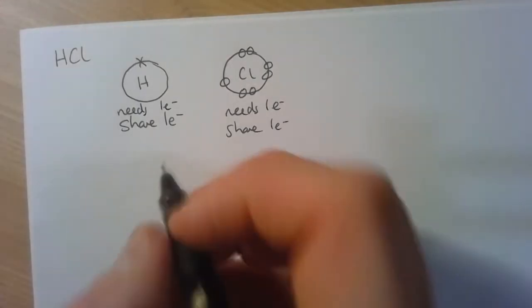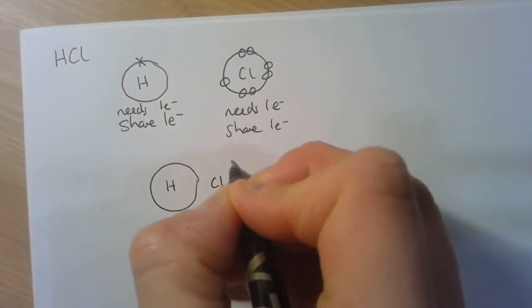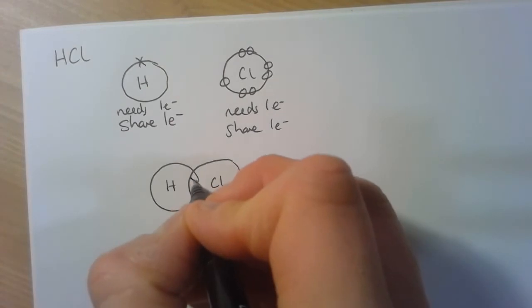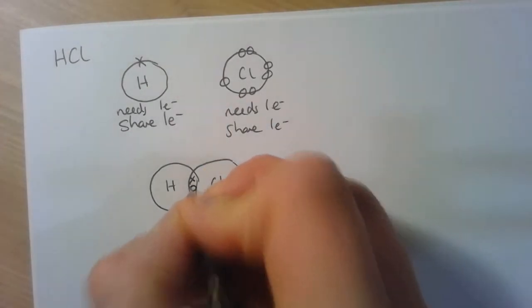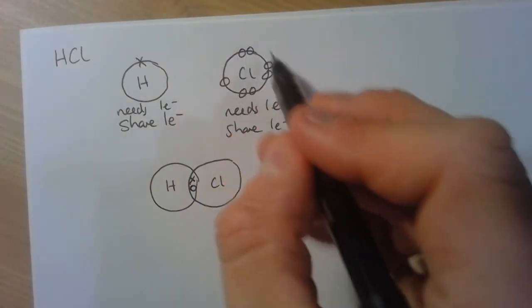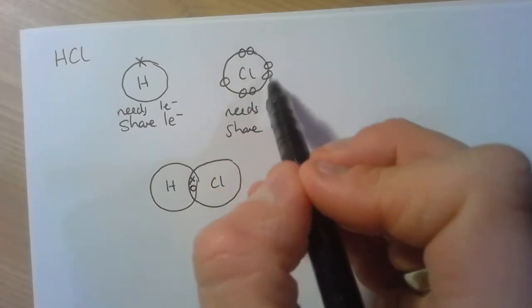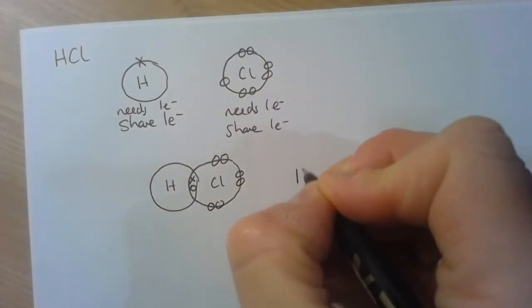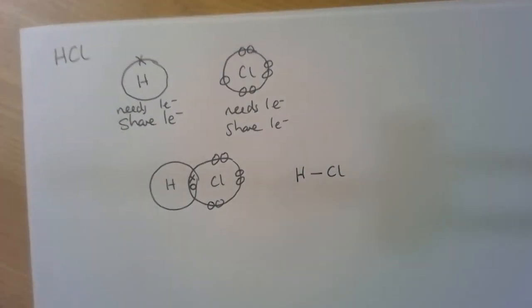Okay, so we've identified how many electrons they're going to share. Let's draw the overlap region. This is going to share 1 of its electrons, which goes into the overlap region, and this is going to share 1 of its electrons, which goes into the overlap region. Any remaining electrons, there are none on here because that one's been used, this one's been used, but we've got 6 dots left here. Let's draw our ball and stick diagram, which is a hydrogen bonded to a chlorine atom.